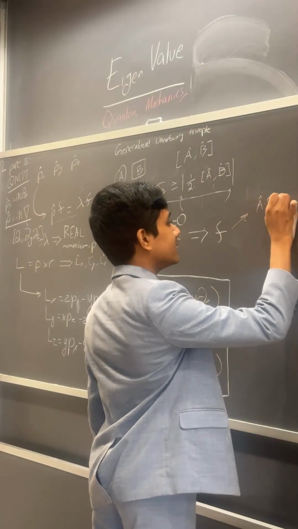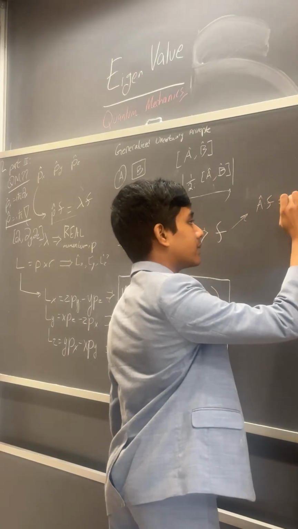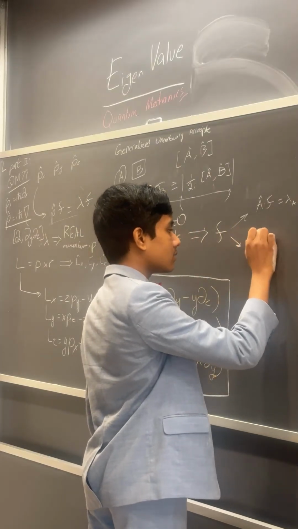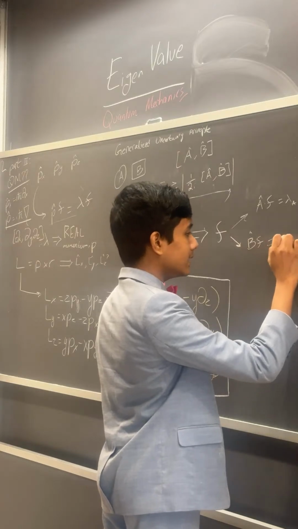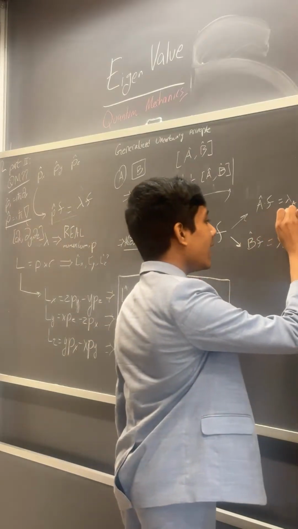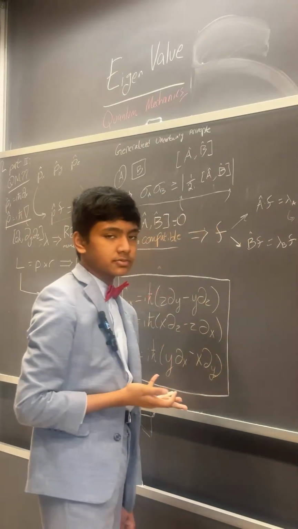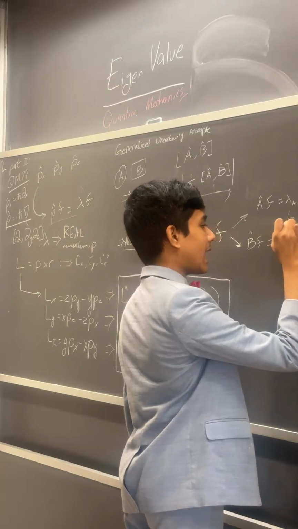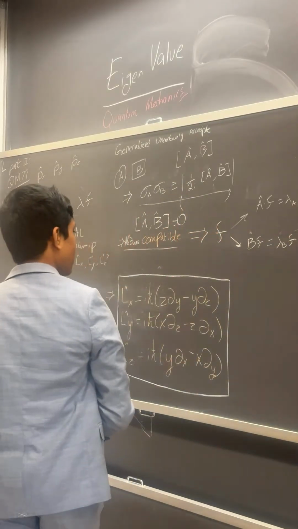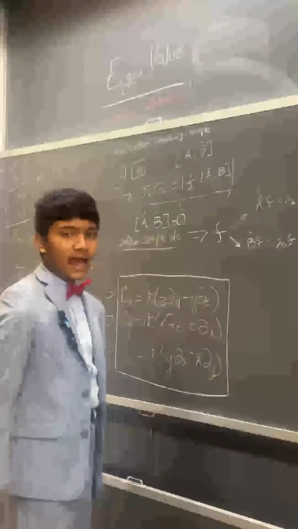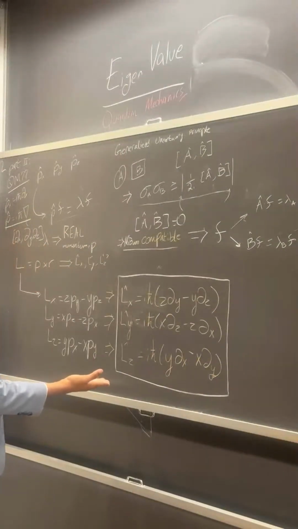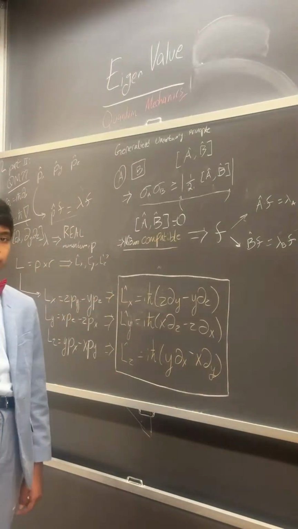A hat f is equal to lambda a f, and B hat f is equal to lambda b f, where lambda a and lambda b are essentially the actual possible values of A and of B. So there we go. We now know a zero commutator. So can we tell which three of these are compatible with one another?